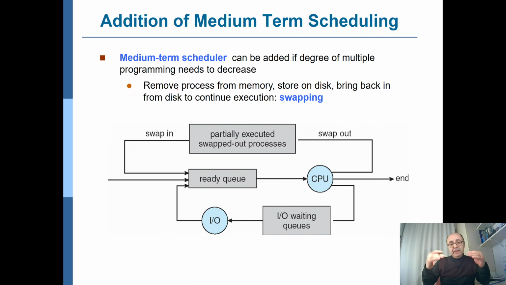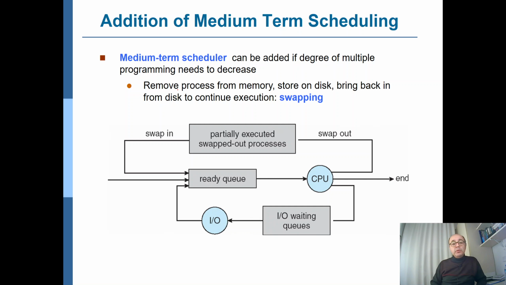Now, the medium-term scheduler adds the upper part, which is: while executing in the CPU, you decide, okay, let me swap out this process to open up space for the others. So there's a swap out operation. And later, you decide to take them back in. When you take them back in, you put them in the ready queue, not directly in the CPU. You put them in the ready queue, and at some point, the short-term scheduler will decide to take that process into the CPU.